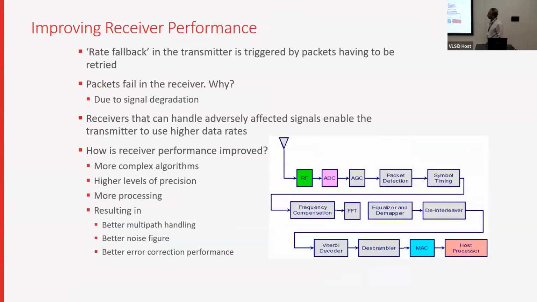So they do lots of things. Okay, signal fails because of signal degradation. So you try to improve the receiver performance, so that even if the signal to noise ratio is lower, I can receive data better.